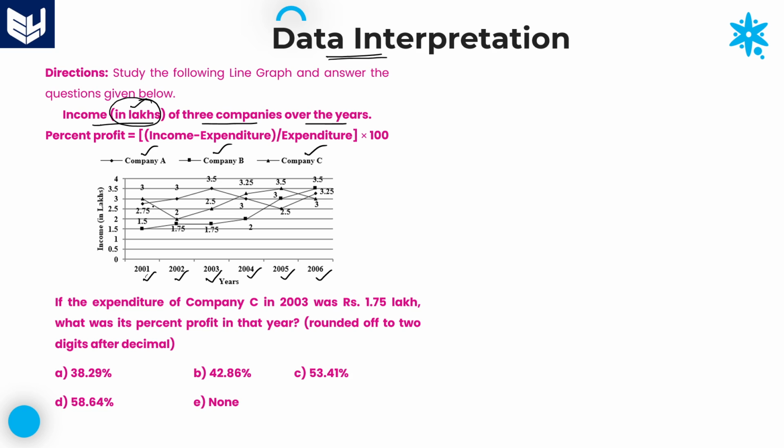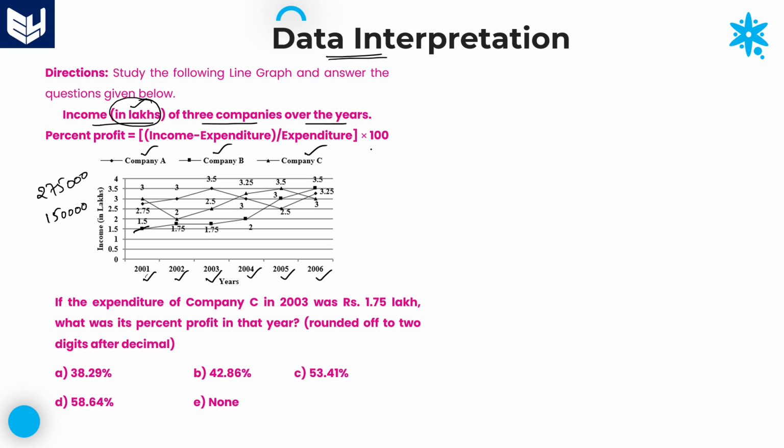Suppose, for example, here you can see in the graph 3. 3 is nothing but 3 lakhs. Here you can see 2.75, 2.75 lakhs, which is nothing but 2 lakh 75,000. And next 1.5. 1.5 lakhs is nothing but 1 lakh 50,000. That is the meaning of that information.